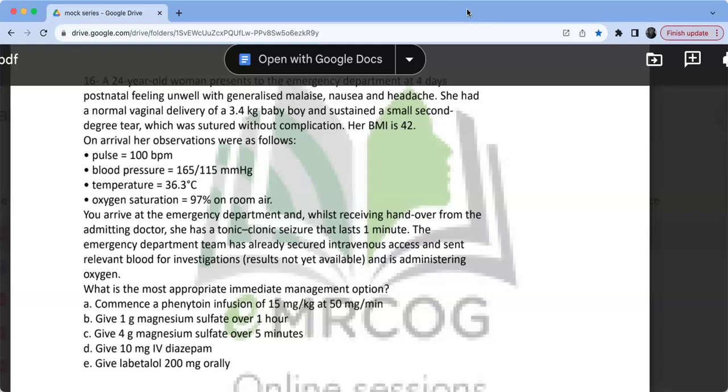Give 4 gram magnesium sulfate over 5 minutes. Good.